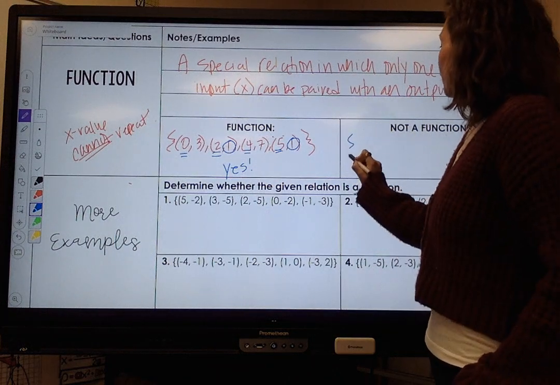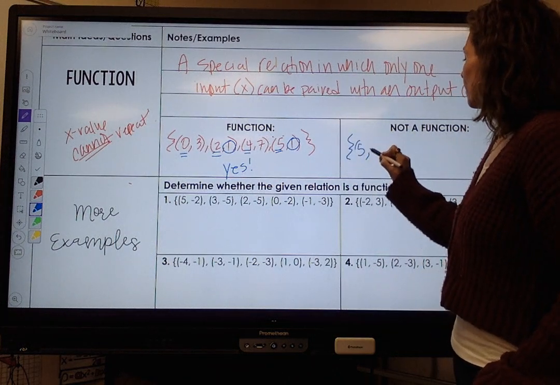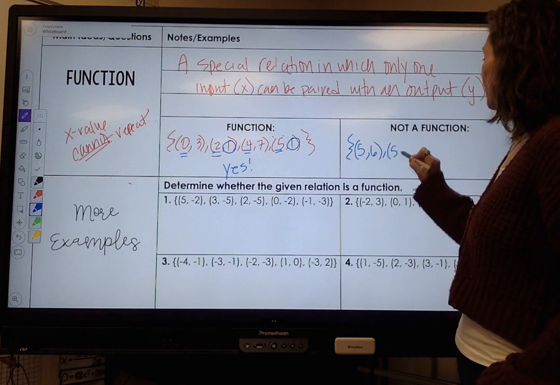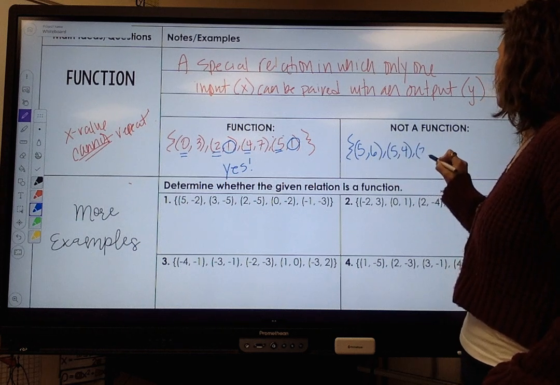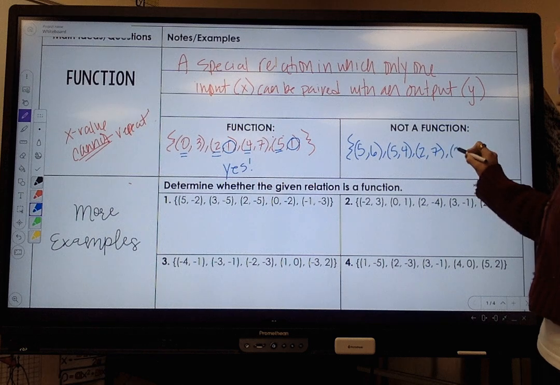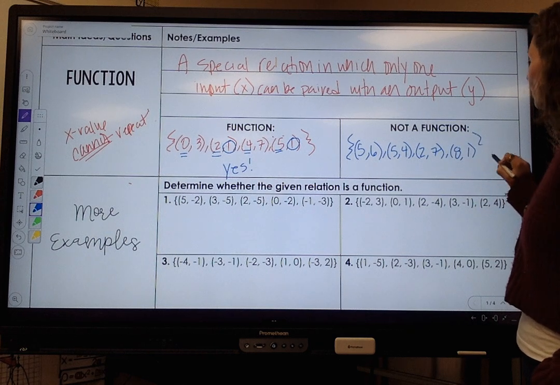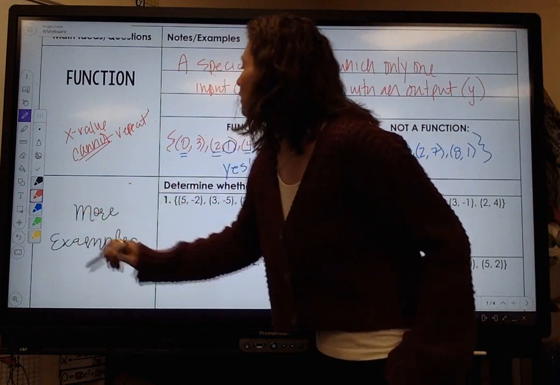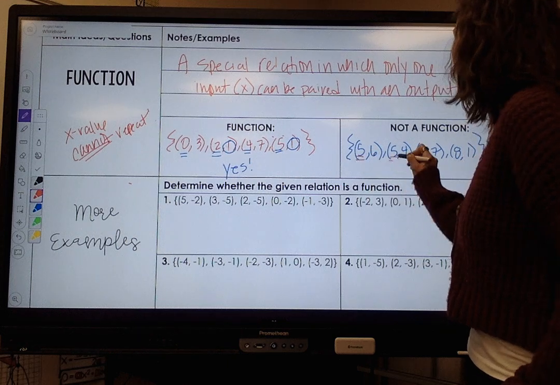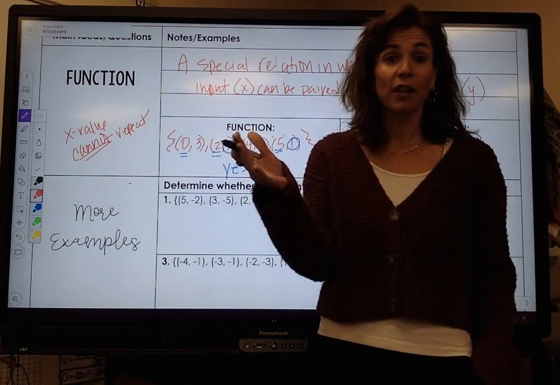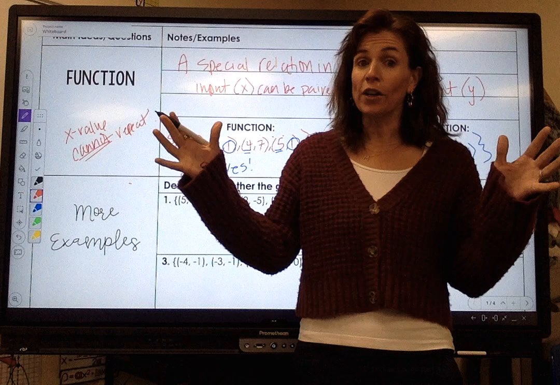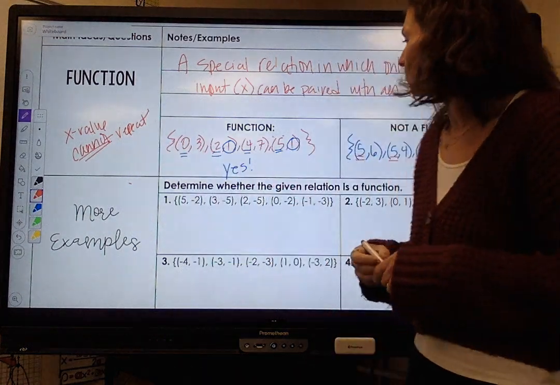What is not a function? Well, if we list (5, 6), (5, 4), (2, 7), (8, 1), and these are my ordered pairs, if I look at this x value, it repeats. Not a function. Okay? So a function, x value can't repeat.